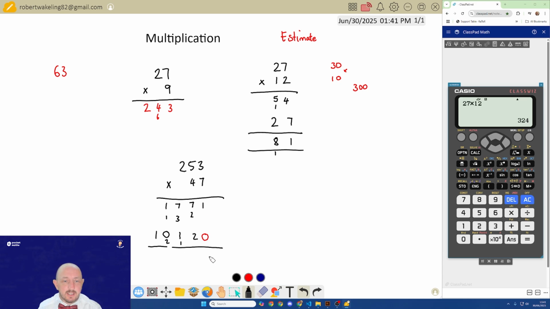So now that I add these together, 1 plus 0, 7 plus 2, 7 plus 1, 1 plus 0, and the extra 1 at the front here. Okay, so you can see here it's starting to look a bit complicated because I've got these extra little numbers here. So as you're doing this, you might want to write the carry numbers slightly smaller, because otherwise you might go 7 plus 2 plus 2. Okay, but we want to try to estimate this again. 253, let's say that's 250.